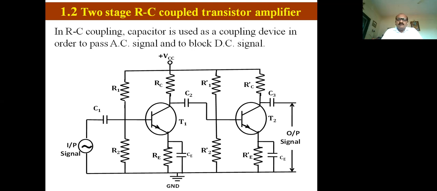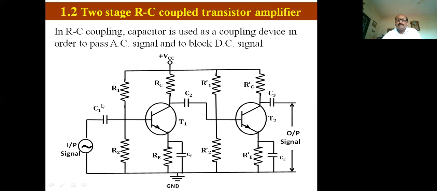Here we have to study, fundamentally, the two-stage RC coupled transistor amplifier. We know this is the voltage divider bias method. Resistances R1, R2, this is the transistor, collector resistance, emitter resistance. This circuit is a voltage divider. Here we apply the VCC supply. How can we remember and draw this circuit? This is resistance R1, this is resistance R2, this is the collector resistance, this is the emitter resistance, and this is the transistor T1.